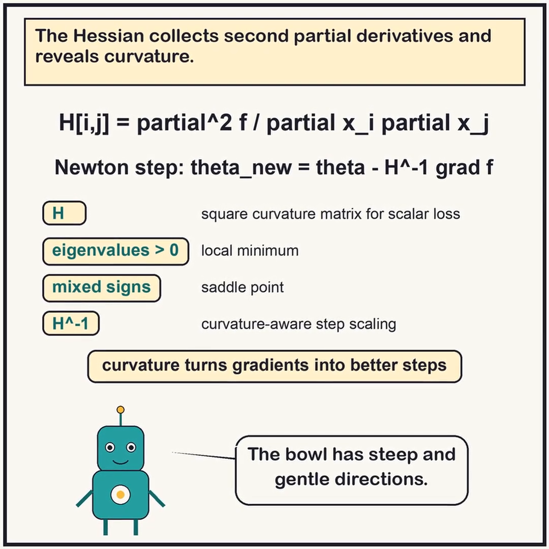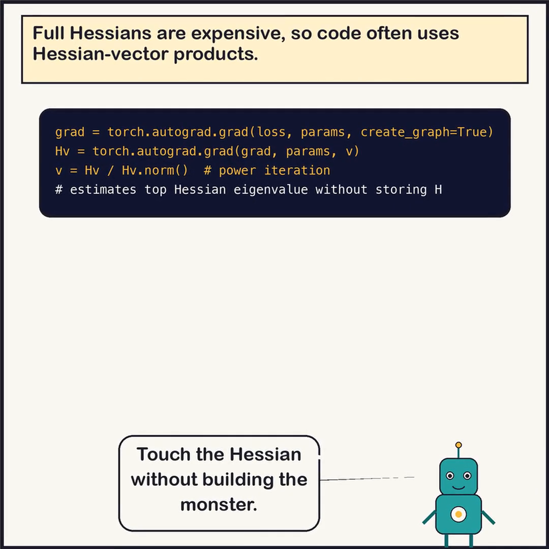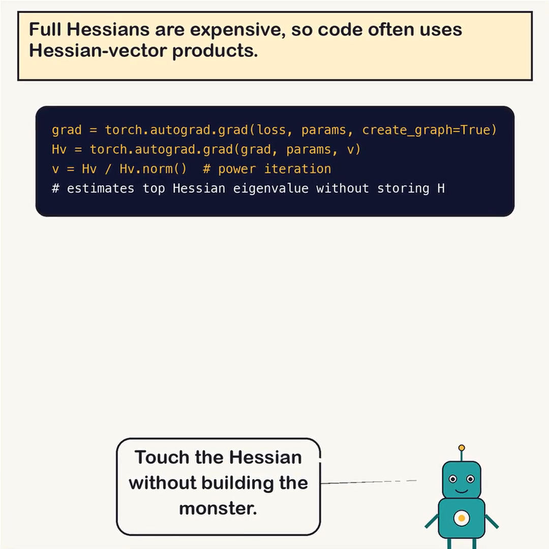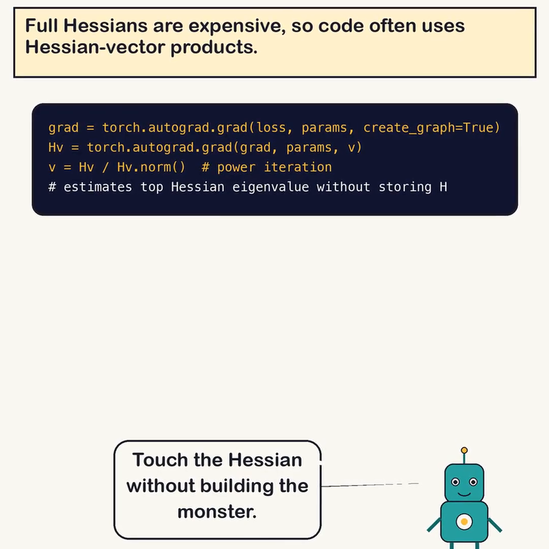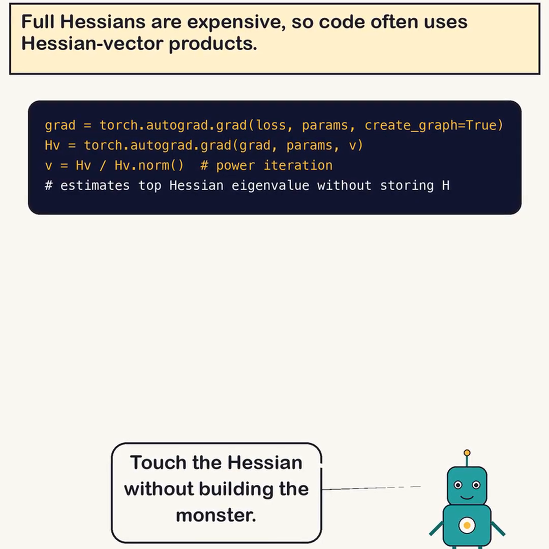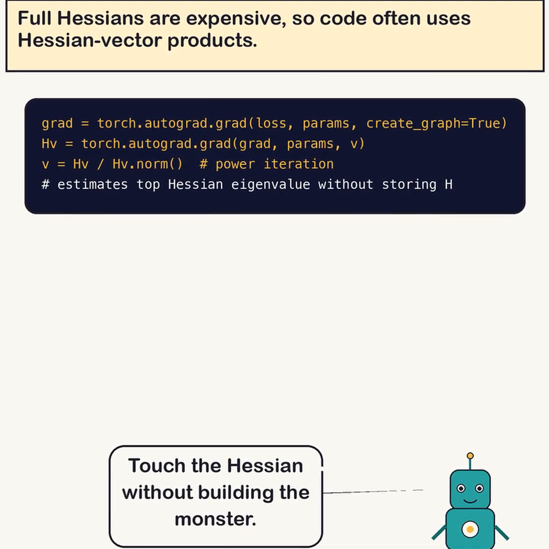or on a saddle. Full Hessians are too large for modern models. Hessian vector products let algorithms probe curvature, estimate top eigenvalues, and run second-order methods without storing the whole matrix. Real-world analogy: a Hessian vector product is like testing one direction of a mountain trail instead of surveying the whole landscape.